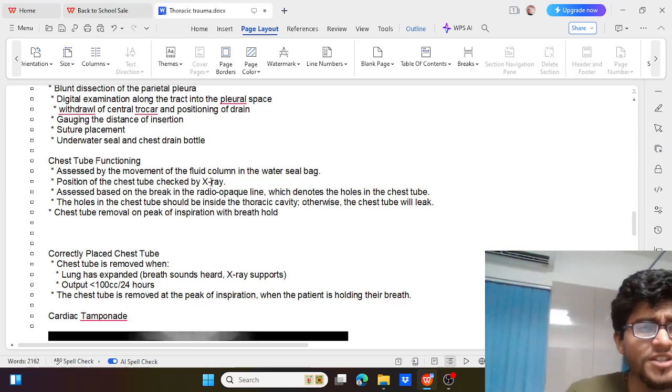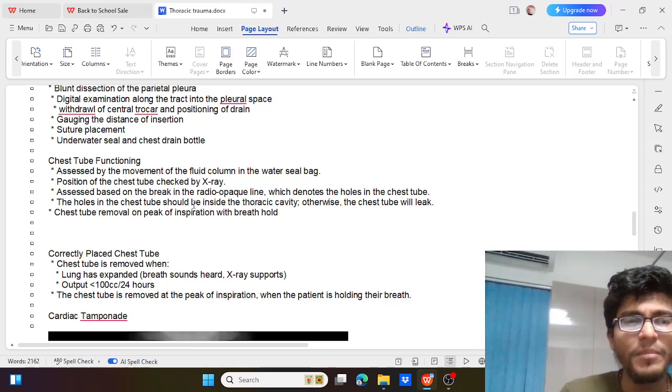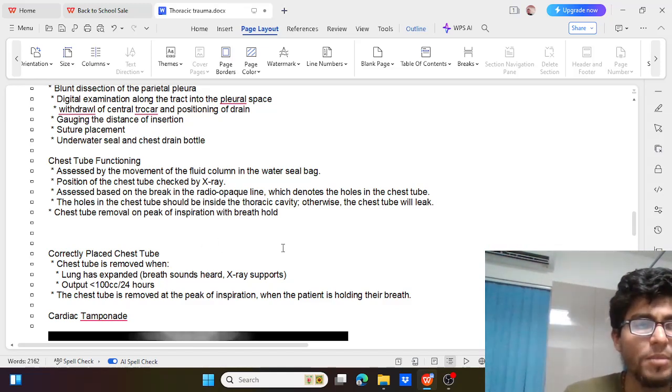The position of the chest tube will again be confirmed by X-ray. Based on the break in the radiopaque line, which denotes the holes in the chest tube, we have to note that the eye part, the holes in the chest tube, is inside the thoracic cavity, because otherwise it will cause further leak and further problems.